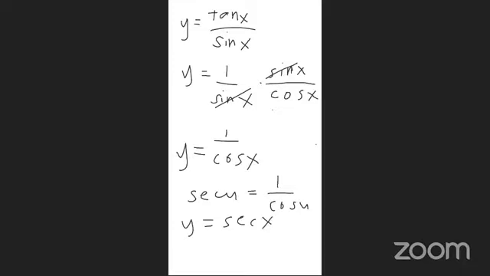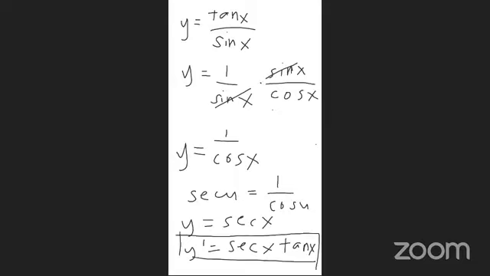So now we just take the derivative. So y prime, the derivative of sec x, is sec u tan u du. So sec x tan x times du. What is the derivative of x? 1. So we just copy the 1. So that is the final answer.